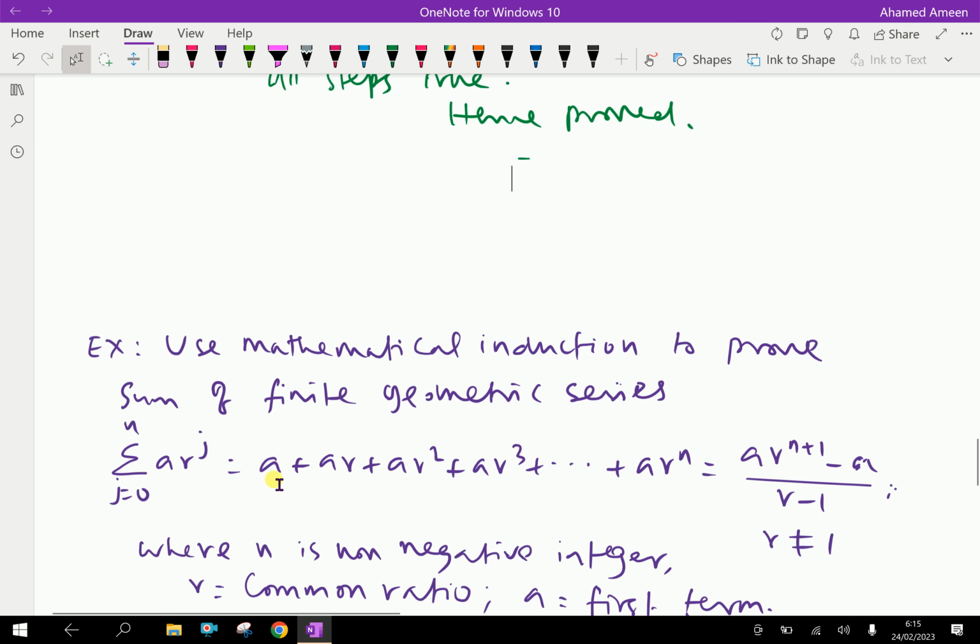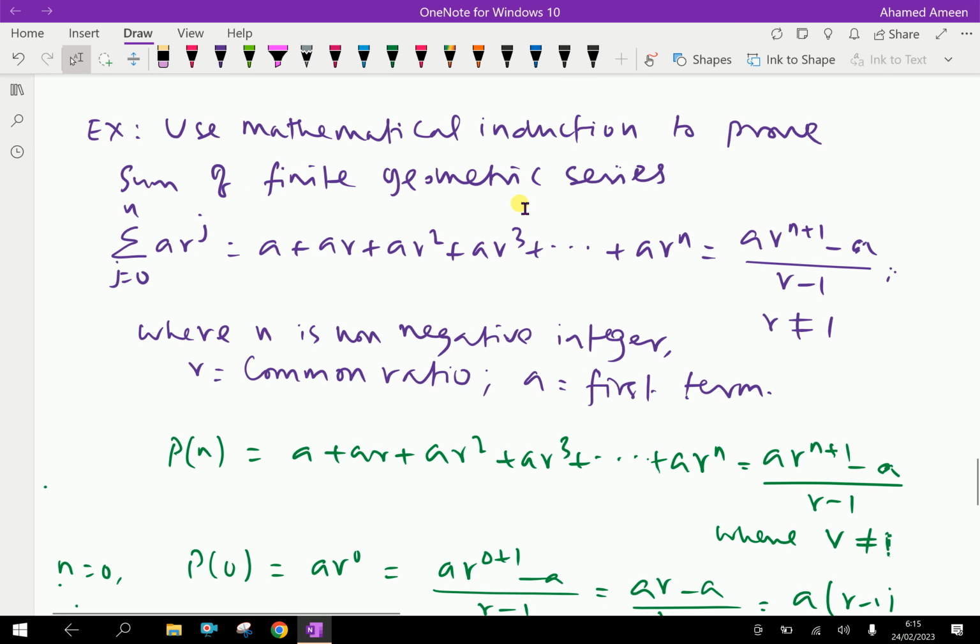Let us do one more problem. Use mathematical induction to prove the sum of a finite geometric series, that is, sigma j equals 0 to n of a r^j. This is the expression for the sum of the geometric progression series, which is equal to a plus ar plus ar squared plus ar cubed plus dot dot dot ar^n.